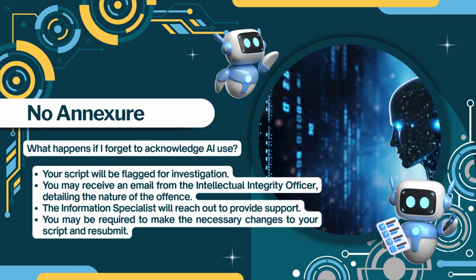What happens if I forget to acknowledge that I have used AI? First of all, your script will be flagged for investigation. You may then receive an email from the Intellectual Integrity Officer detailing the nature of the offense. The information specialist will reach out to provide support, and afterwards, you may be required to make the necessary changes to your script and resubmit.